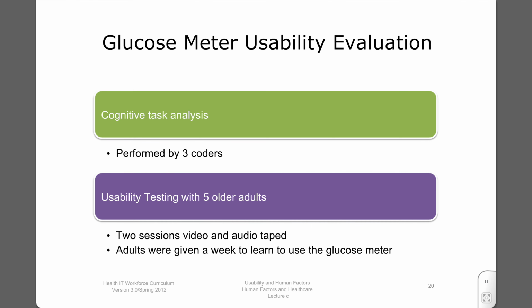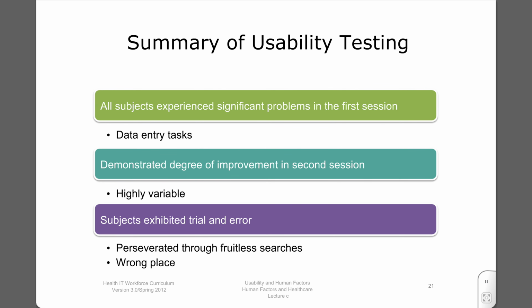The glucose meter usability evaluation study included a cognitive task analysis performed by expert analysts and usability testing with 5 older adults. The subjects were given basic instructions by the investigators, tested, and then tested for a second time after having a week to learn to use the system. In the study, all subjects experienced significant problems in the first testing sessions. Most subjects demonstrated some improvement in the second session, but still experienced significant difficulties using the device. They exhibited a lot of trial and error behavior, and perseverated through fruitless searches that offered no possibilities for completing the task.